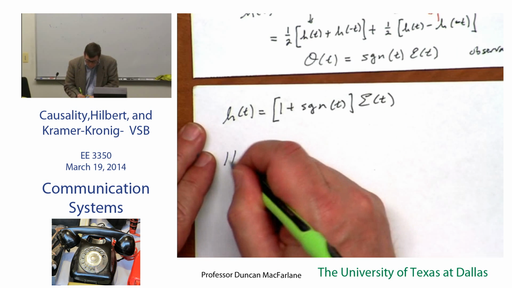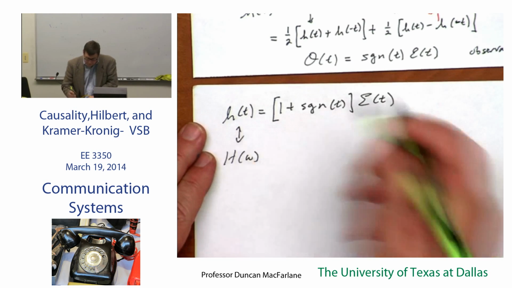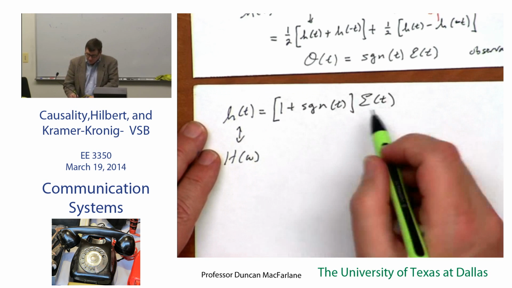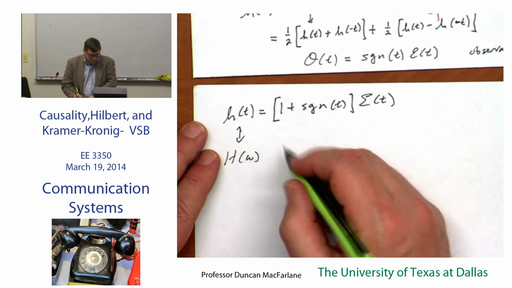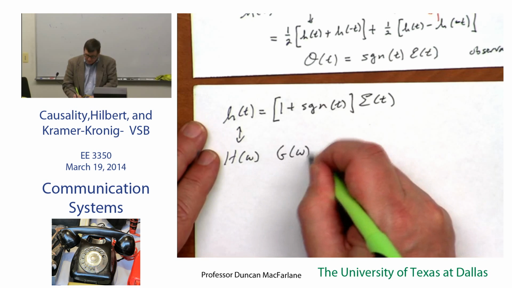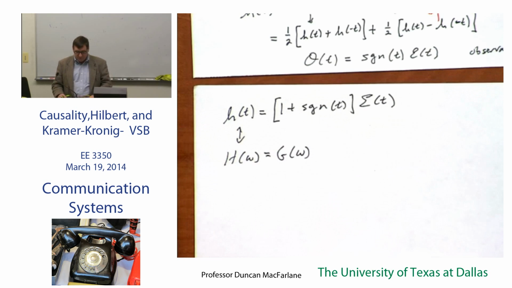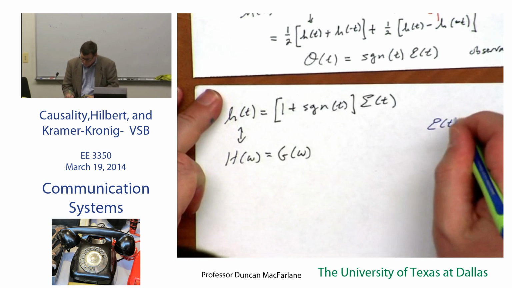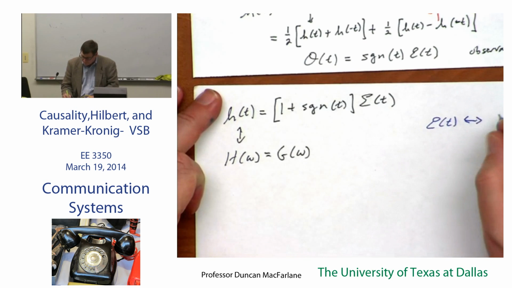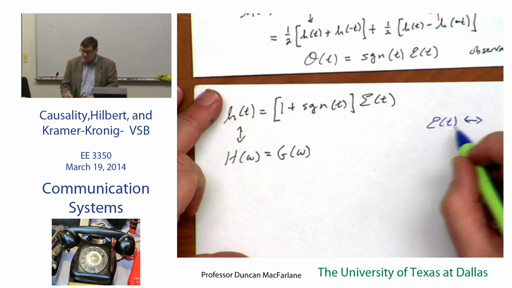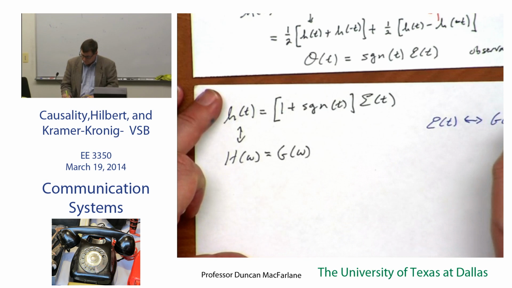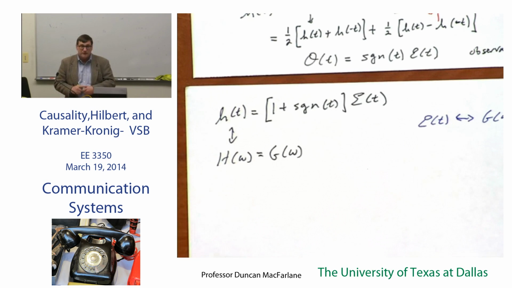So, Fourier transform this. The even part of t, I'm just going to call G of omega. So let me be explicit about that. There is a Fourier transform pair, e of t with G of omega. Okay?